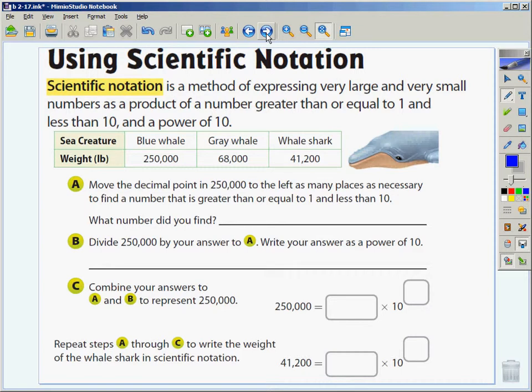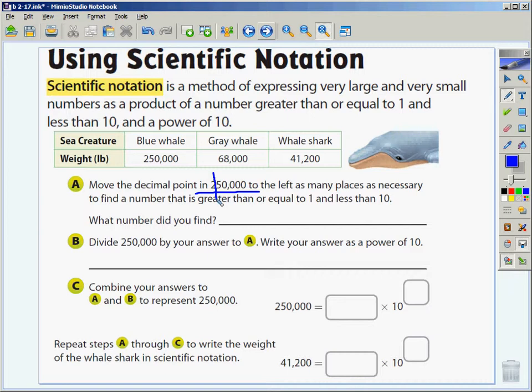So it says on 250,000, you're going to move the decimal point to the left as many places as necessary to find a number that's greater than 1 and less than 10. Where do I want the decimal point to be in 250,000 if the number in front of the decimal has to be greater than 1 but less than 10? In between the 2 and the 5. This is where the decimal wants to be. Okay? The number in front of the decimal then would be 2.5, which is between 1 and 10.